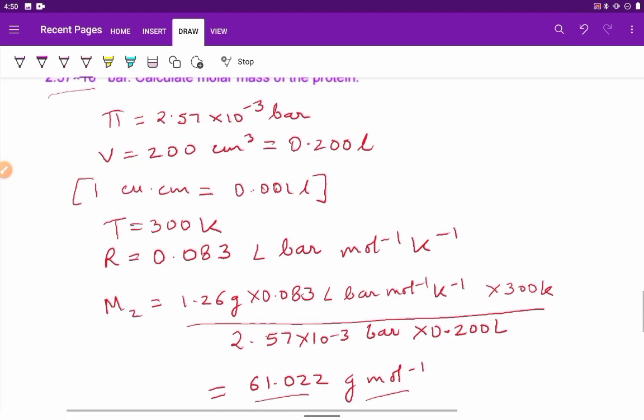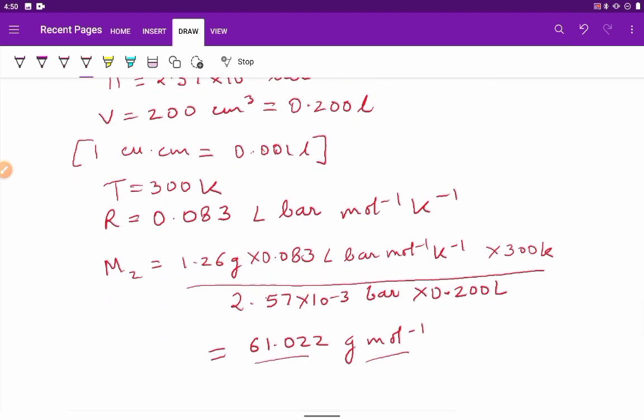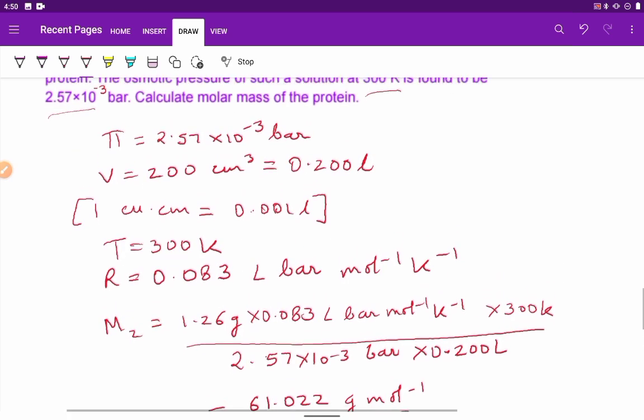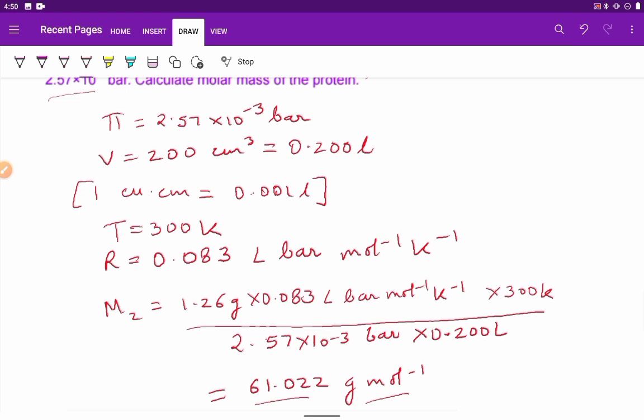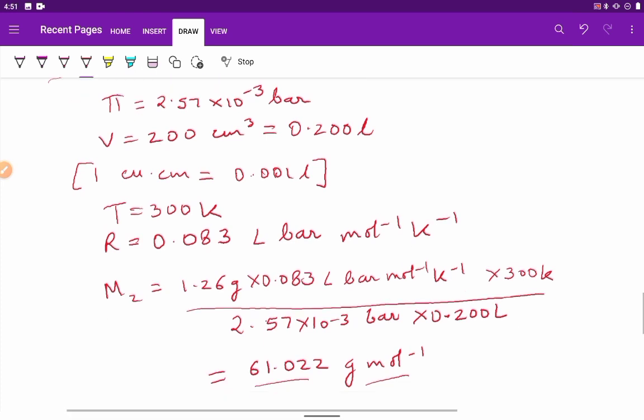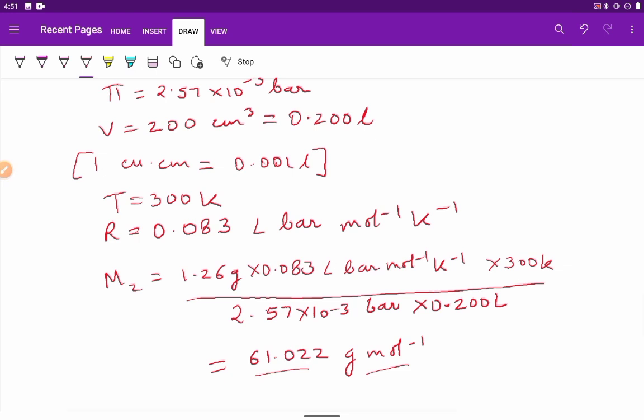Putting all these values, we find that M2 equals 1.26 gram into the R value 0.083 liter bar per mole per Kelvin into T, 300 K, divided by 2.57 into 10 to the power minus 3 bar, that is the pi value given, into 0.200 liters, that is the volume V. On calculating, we get 61.022 gram per mole. This is the M2 value.